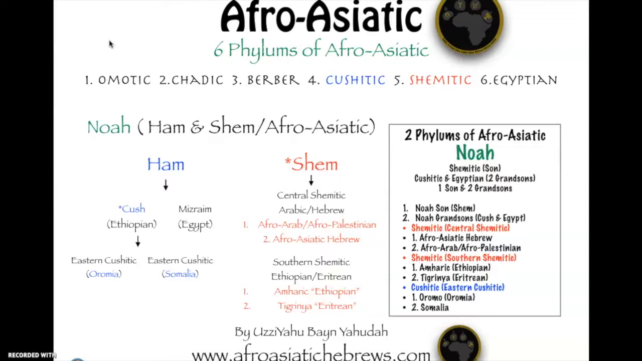All right, and you have Southern Shemitic. You have the Shemitic Ethiopians, Eritreans. So the Shemitic Ethiopians would be 1, Amharic Ethiopian, and 2 would be Tigrinya Eritrean. And Amharic Ethiopian and Tigrinya Eritrean, they are considered Habasha. So when you hear Habasha, those are the Shemitic line. They're Afro-Asiatic, but they're Shemitic. So when you hear Habasha, that's the Shemitic Ethiopians, the Shemitic Eritreans, mostly Amharic Ethiopian, Tigrinian Eritrean, and even Tigray as well.